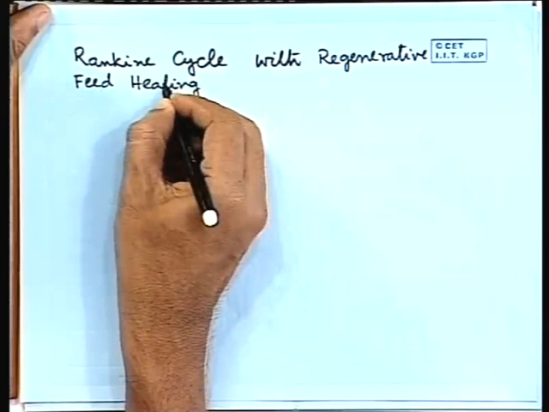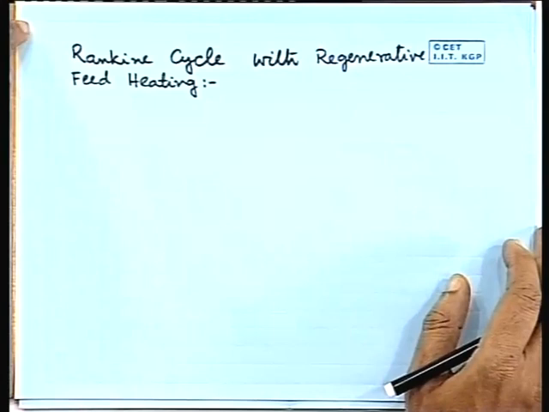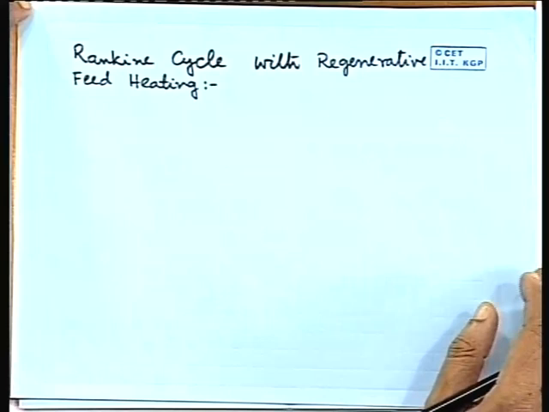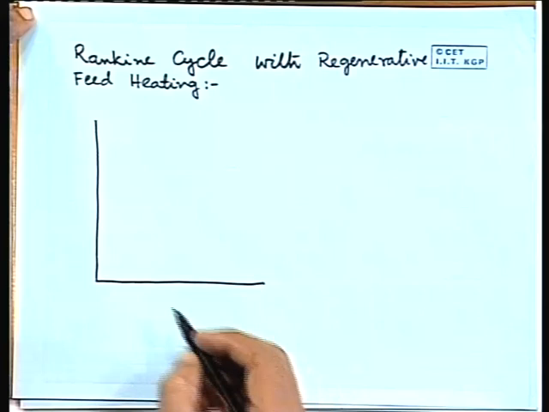So, as the name suggests, in this Rankine cycle we will have some feed heating arrangement which will be done regeneratively. I will explain what is meant by regenerative heating. Before that, let us draw a basic Rankine cycle and see why this idea of feed heating, or some special method for feed heating, emerged.